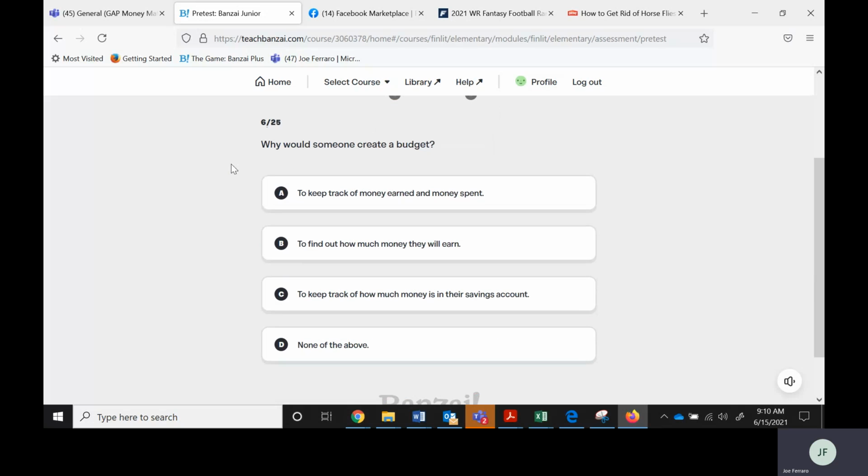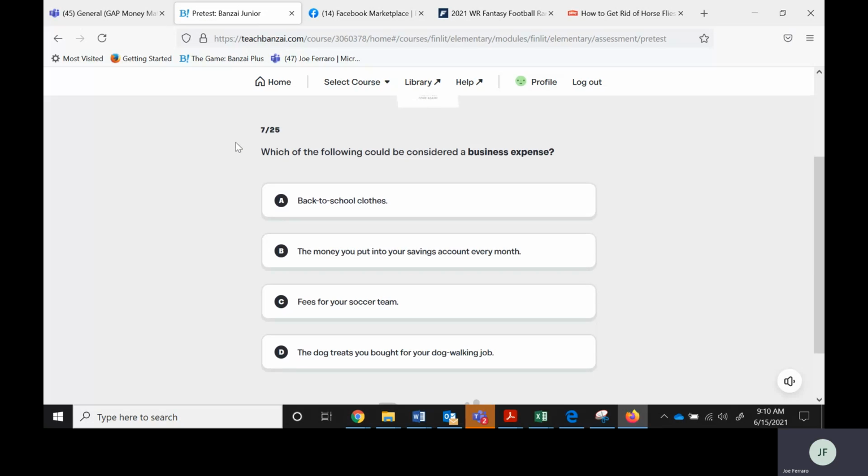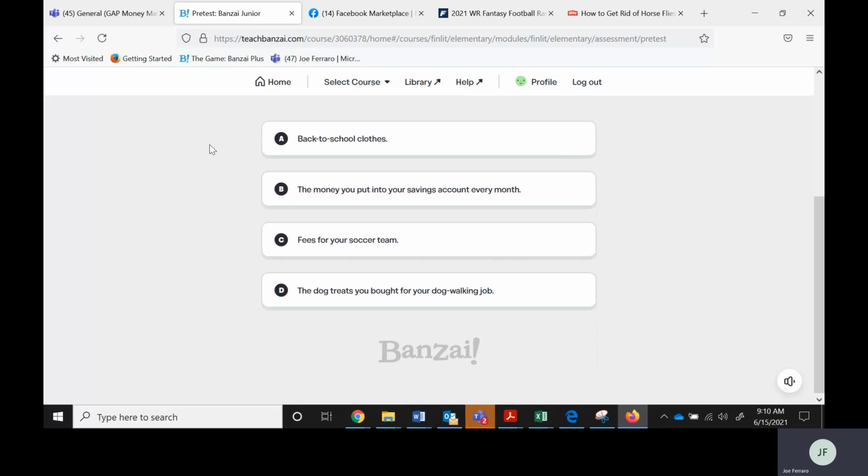Number 6, why would someone create a budget? A, to keep track of money earned and money spent. B, to find out how much money they will earn. C, to keep track of how much money is in their savings account. Or D, none of the above. Number 7, which of the following could be considered a business expense? A, back to school clothes. B, the money you put into your savings account every month. C, fees for your soccer team. D, the dog treats you bought for your dog walking job.